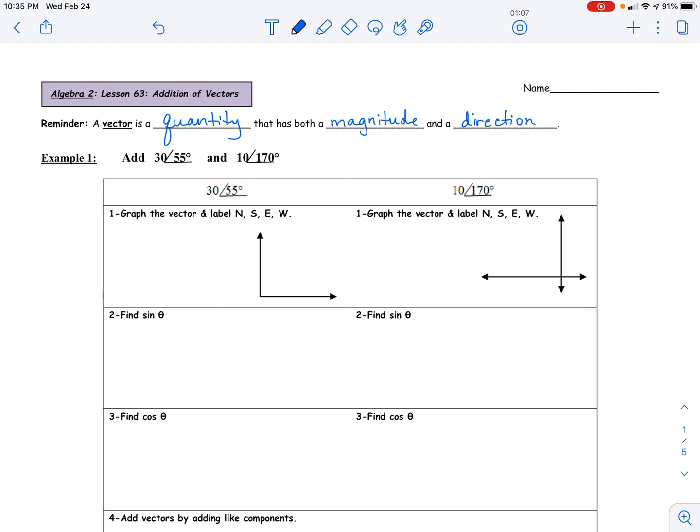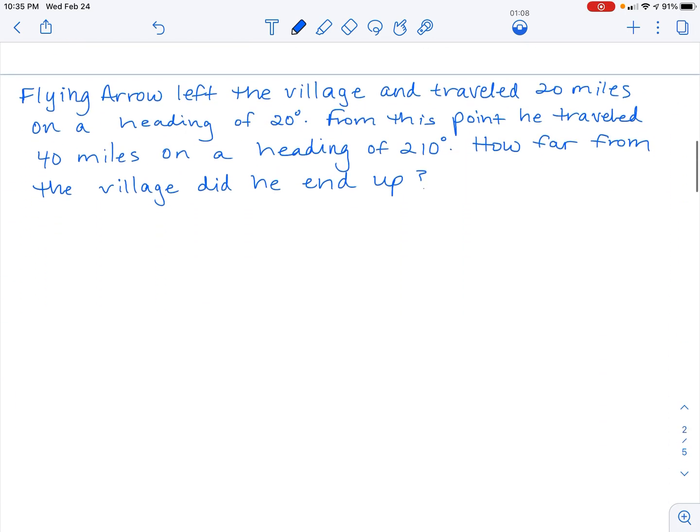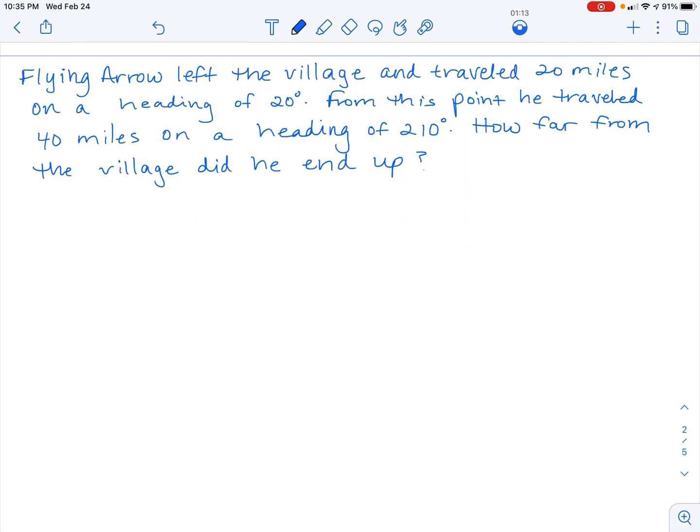So let's go ahead and start off with an example. We're going to come back to the packet in just a moment, but I'm going to do an example here for you to start off with, and then we're going to put one into our packet, and then we are going to do the practice one together, and then you guys will be all set to start working on your lesson. Alrighty, so first of all, when we're adding vectors, we want to remember that we always break them up into components using sine and cosine for the angles.